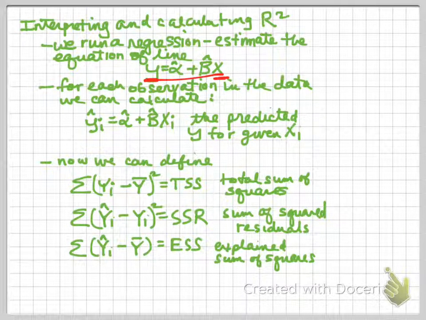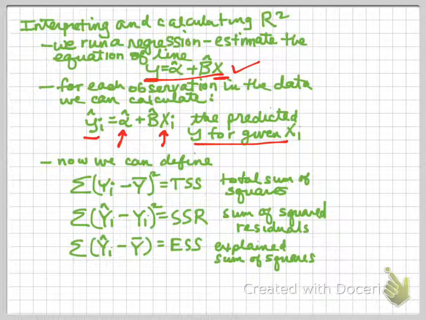For every observation in the data, once we've run the regression, we can calculate a predicted y for given values of x. So we take the given value of x, xi, subscripted with the i, and we multiply it by the beta hat that we've estimated, and then we add the alpha hat that we've estimated, and that enables us to calculate a yi hat, the predicted value of y for the given value of x, predicted according to our regression line, right? So once we have that predicted value of y, we can then define three numbers that we can calculate.